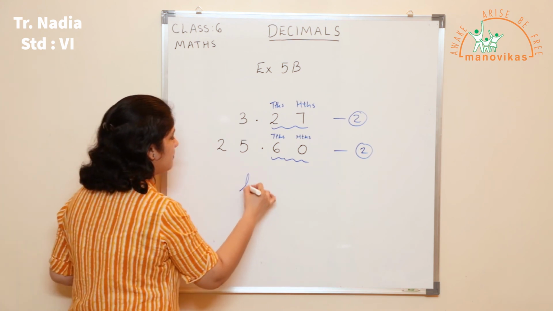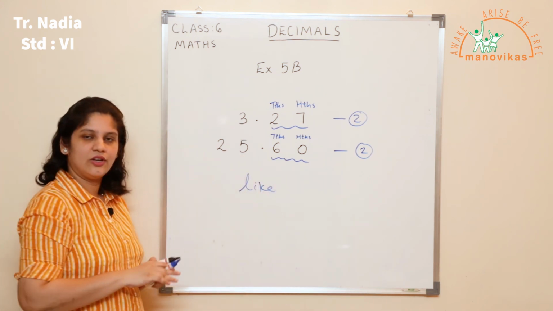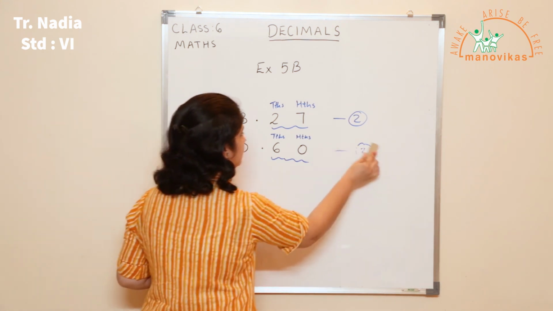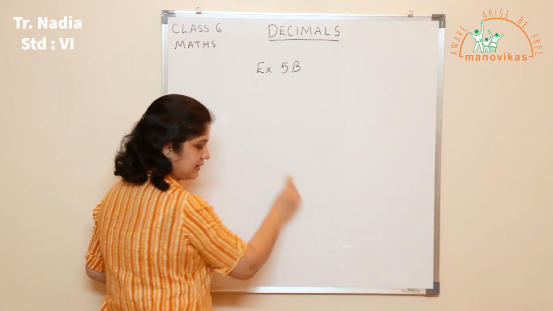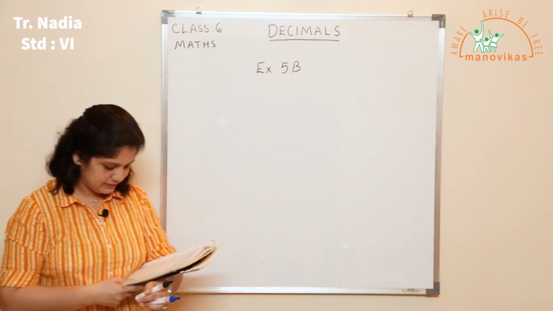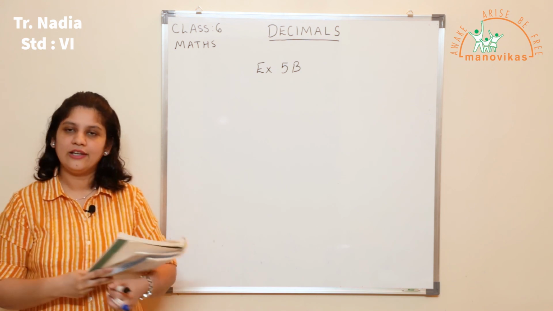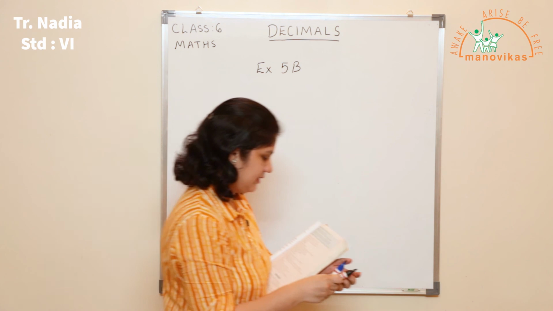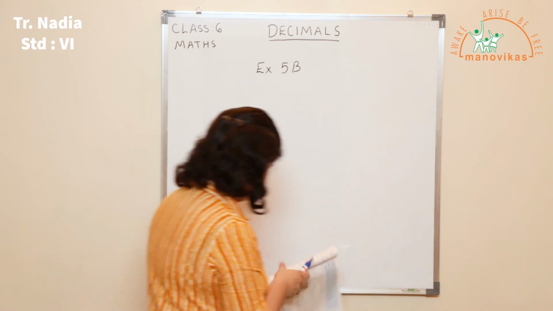So now they became like decimals. Alright, so this is how you make unlike decimals into like decimals. Now going back to exercise 5B, you are given a set of decimals in every question and you are told to make them from unlike to like. Let us take an example.